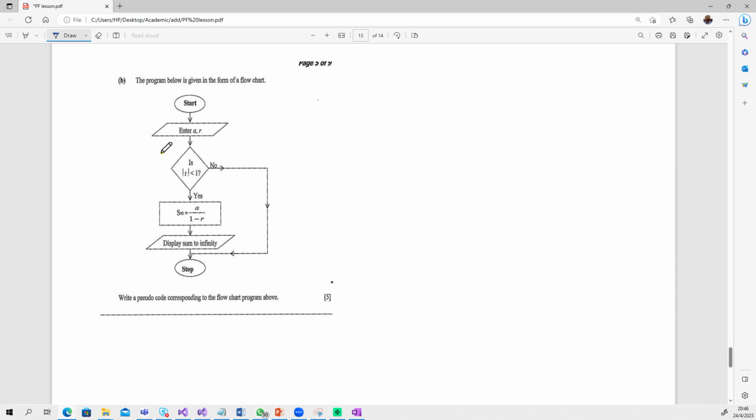Let's look at something close to that. Okay, so here is another diagram. Here I'll be told, let's convert this into a pseudocode. So how do we start here? Same thing, we always begin with the start. Then what do I do next? It says I have to enter the value of a and r. So I say enter a. Okay, I can say enter a comma r.